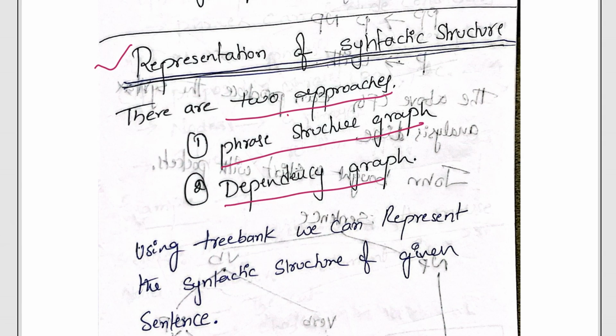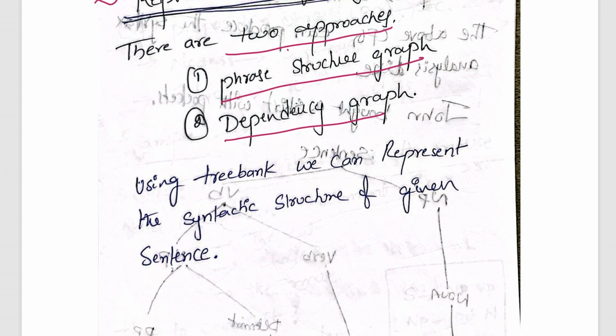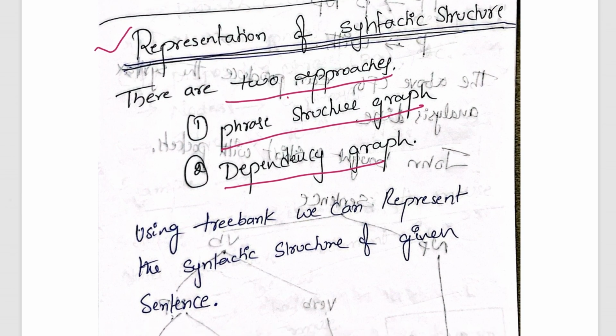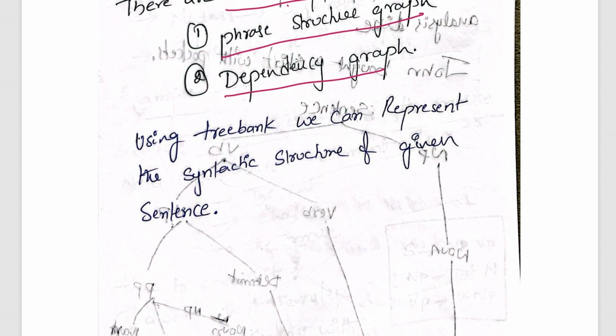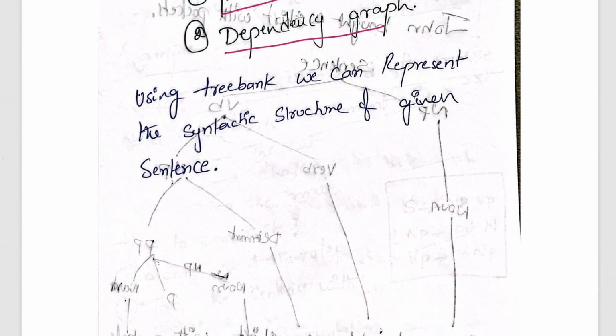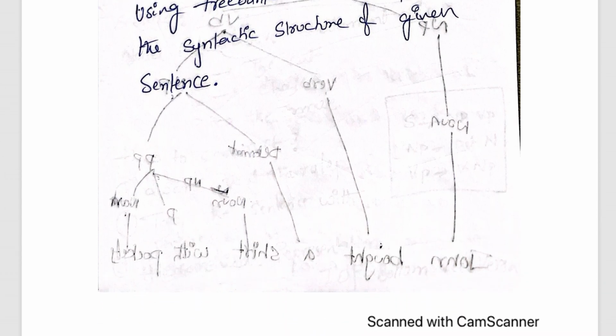Coming to the first one, phrase structure graph, how will we represent the syntactic structure using these two approaches? Using the treebank we can represent it. In the last lecture we discussed that in the treebank, all the corpus of text can be represented in the form of a tree structure. From there, using this treebank, we can represent the syntactic structure of the given sentence. Now, coming to a simple example.